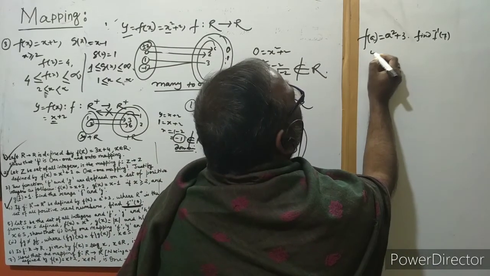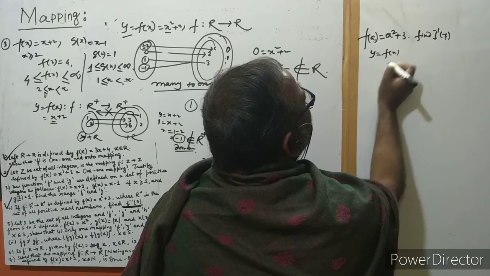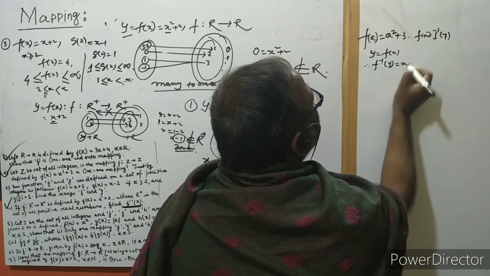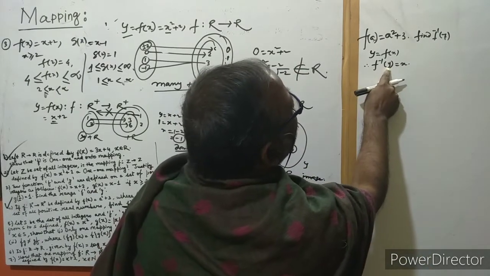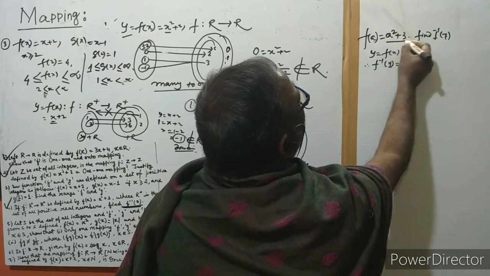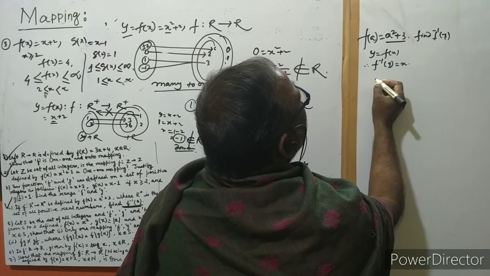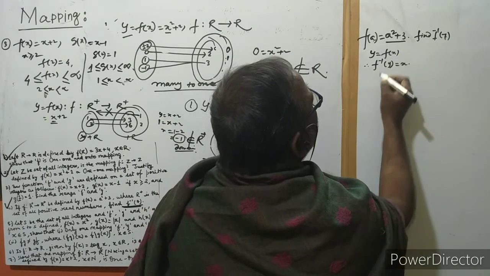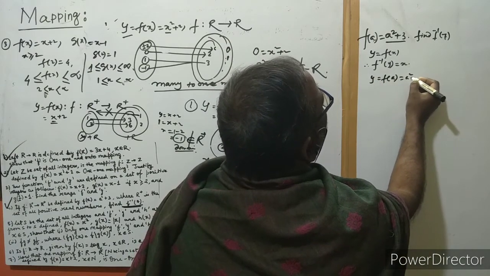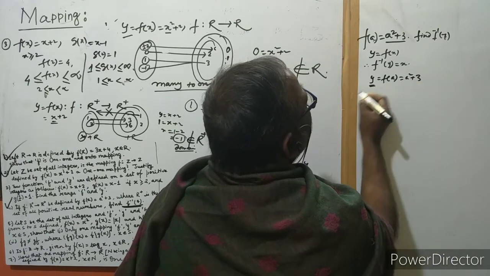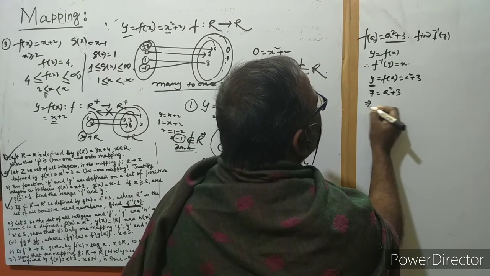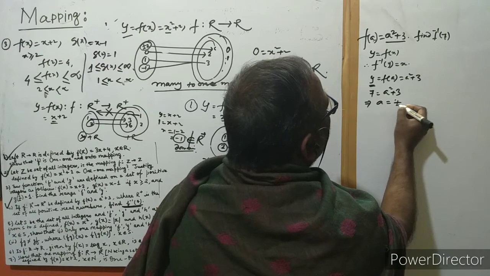See, if the function is y equal to f of x, then f inverse of y is x. It is given here that this is 7, so the value of y is 7. So this whole thing is called y. Now y is equal to f of a, which is a square plus 3. You have given this is 7. So 7 equals a square plus 3, which implies that a is equal to plus or minus 2.